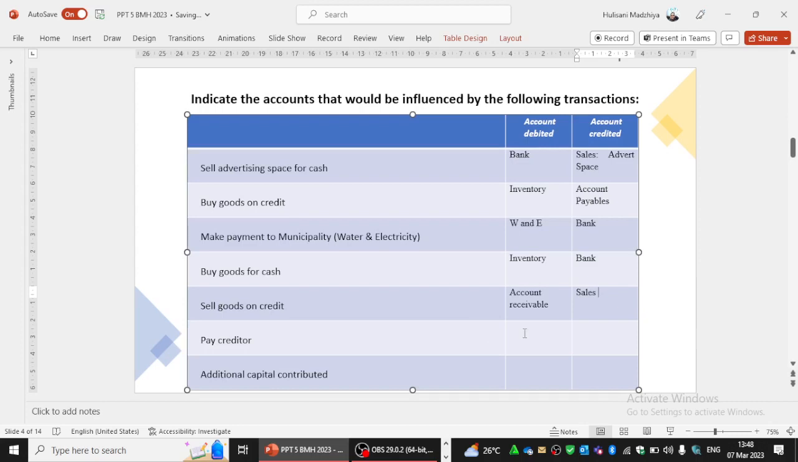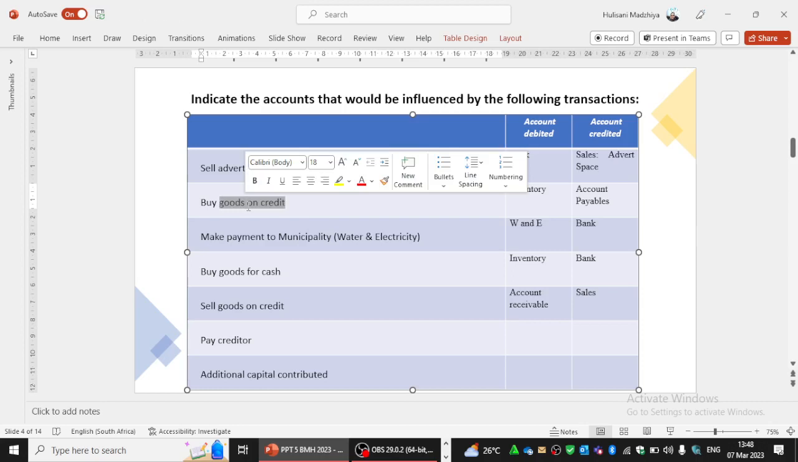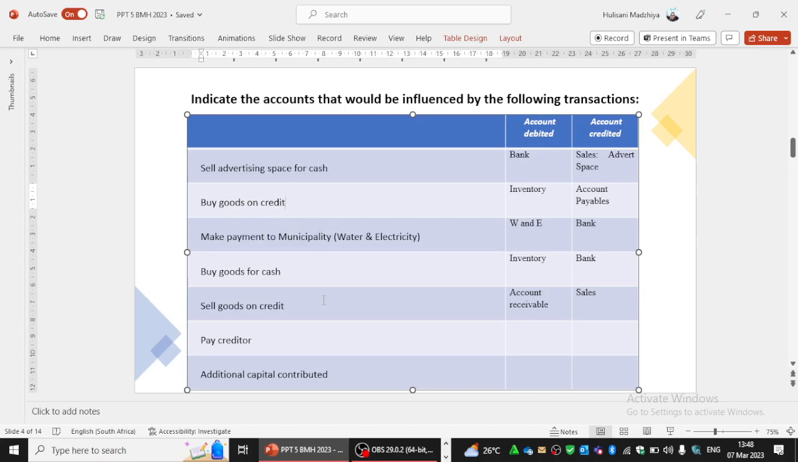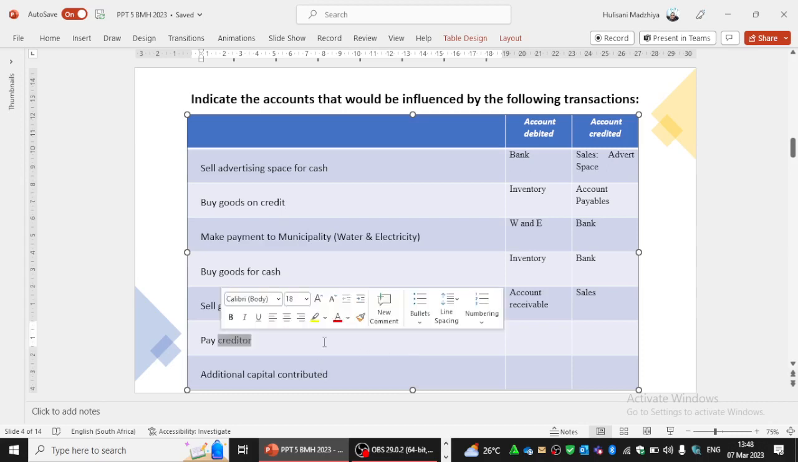And then it says pay creditor. We bought from our creditor previously, and when we bought from our creditors, we created a debt for ourselves which we have to pay. Now we are paying that creditor back. Then it's a matter of identifying which two accounts will be affected. If you can see, it says creditor, so the creditor's account is already affected within this transaction.